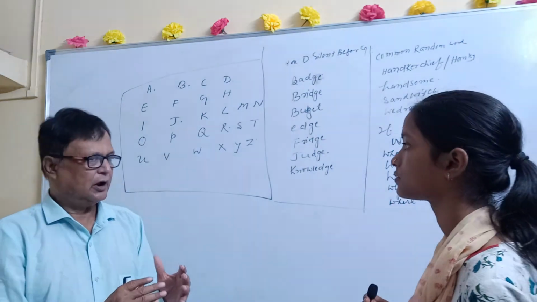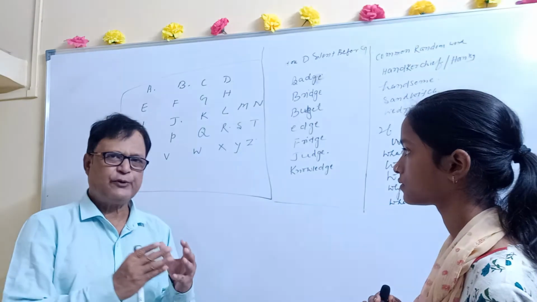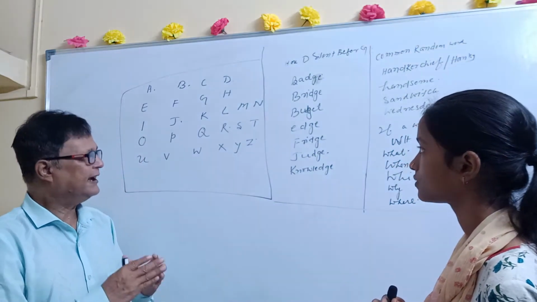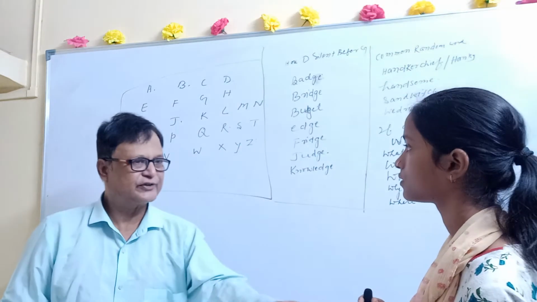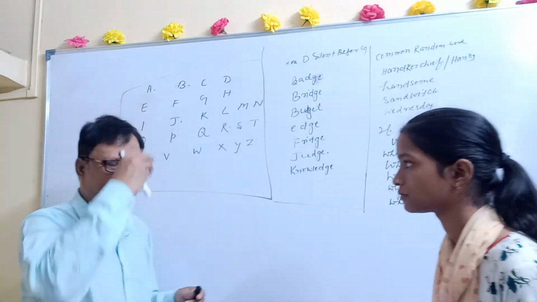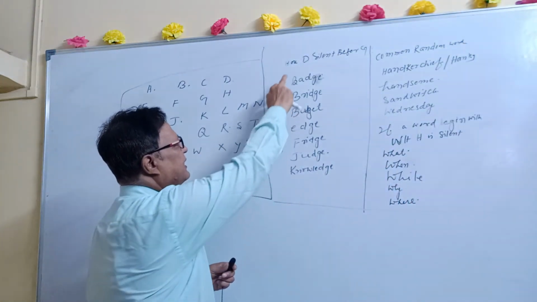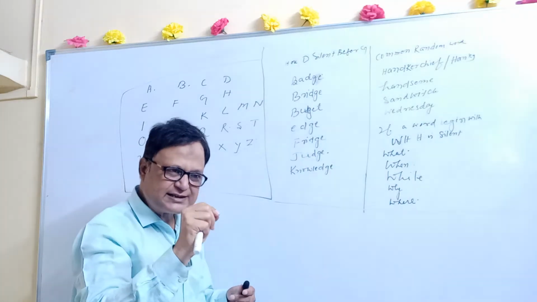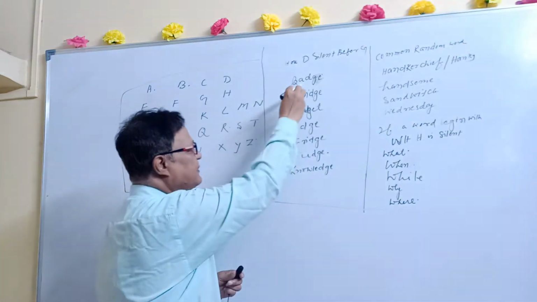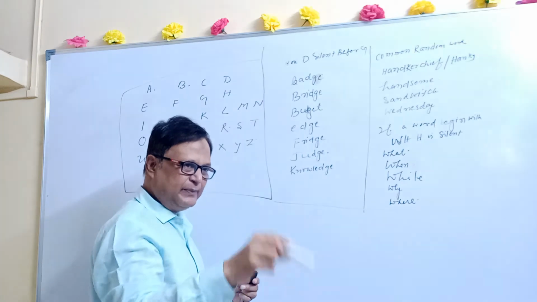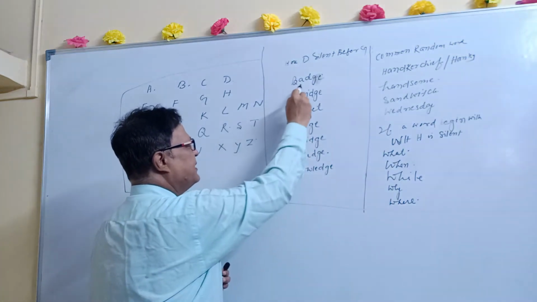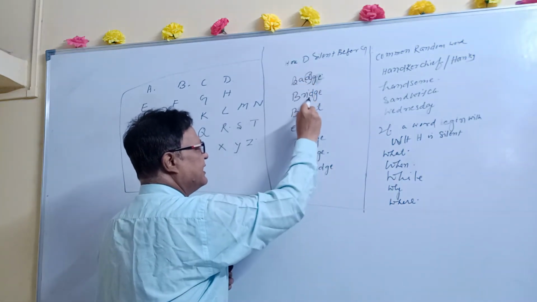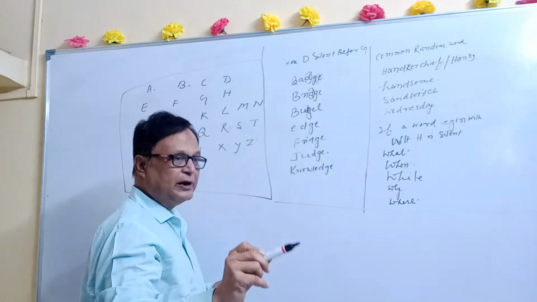You are speaking no doubt very well, but here again I have given some words. Here D is silent before G. Whenever we are writing, at that time D will be silent. Here badge, bridge: D will not be pronounced.